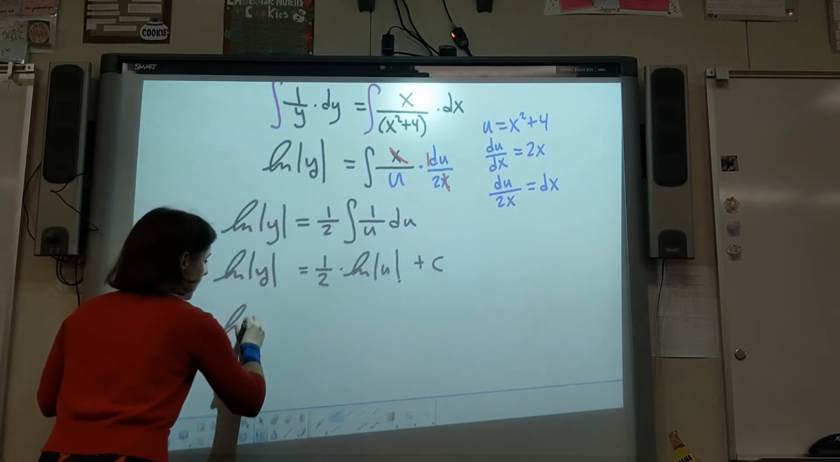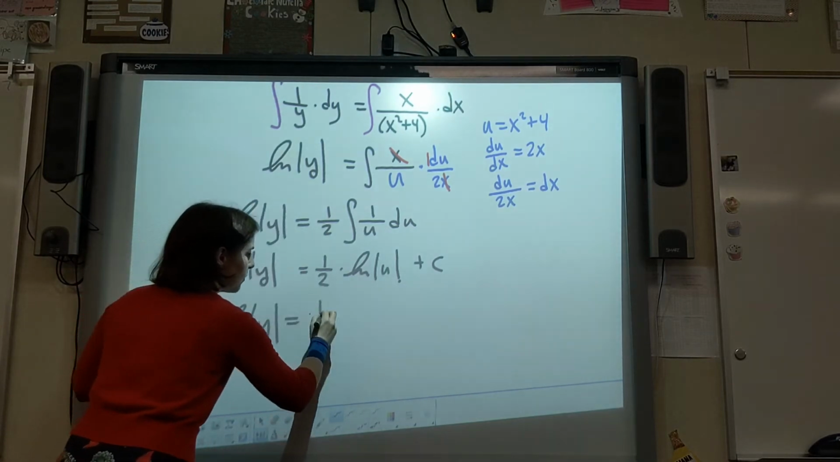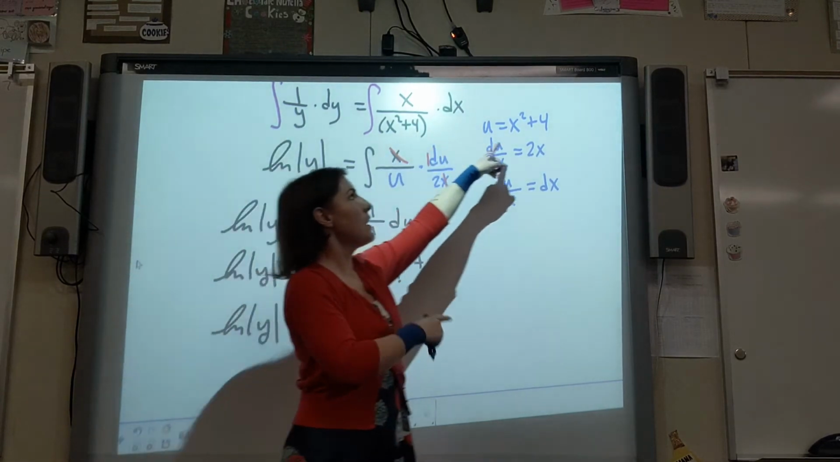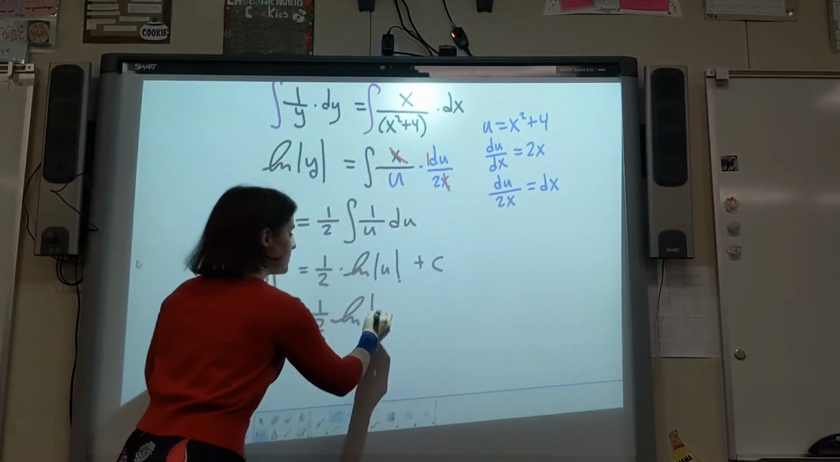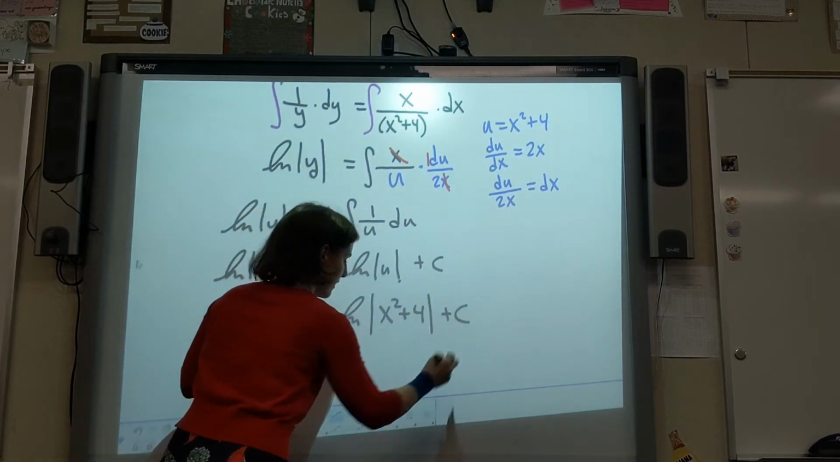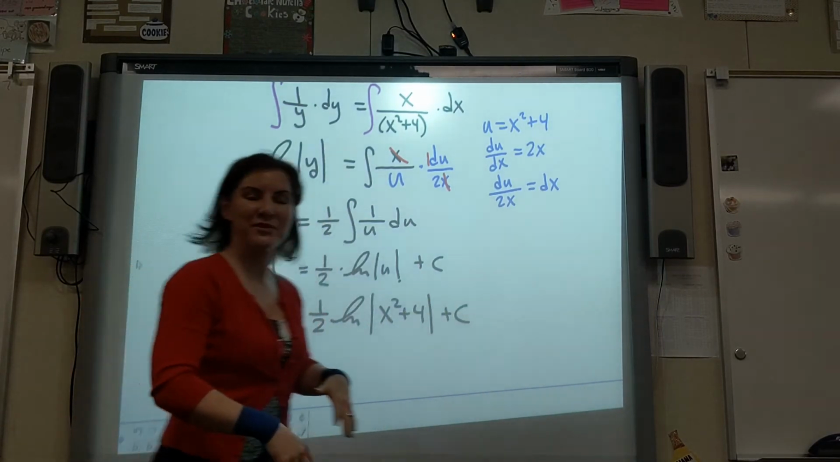So the natural log of absolute y is 1/2 the natural log of absolute u, which is x squared plus 4. Let's put the x squared plus 4 there, and then plus a constant. I'm going to scroll up for a bit more space.